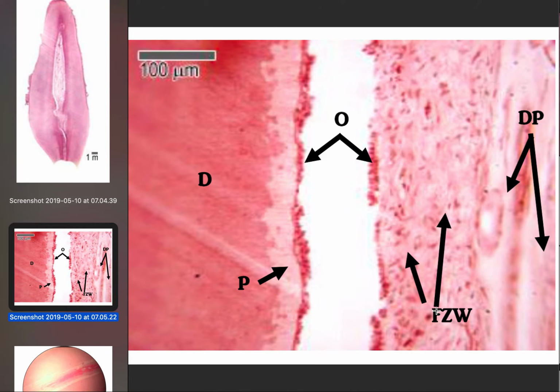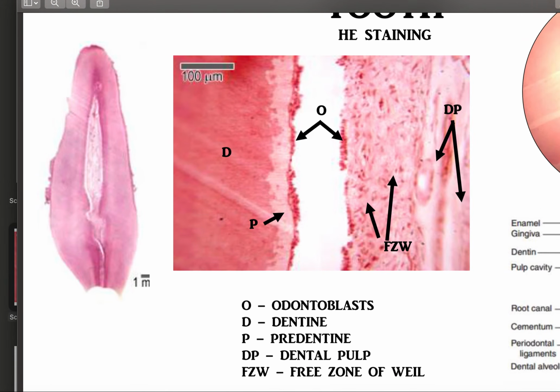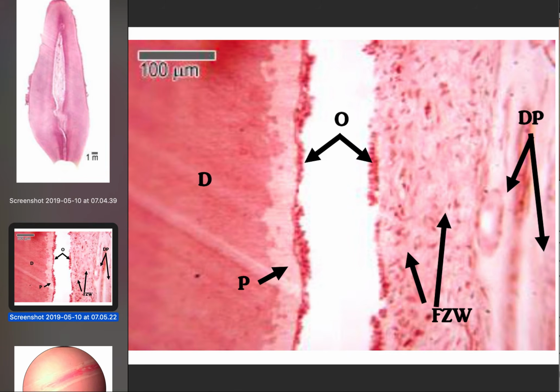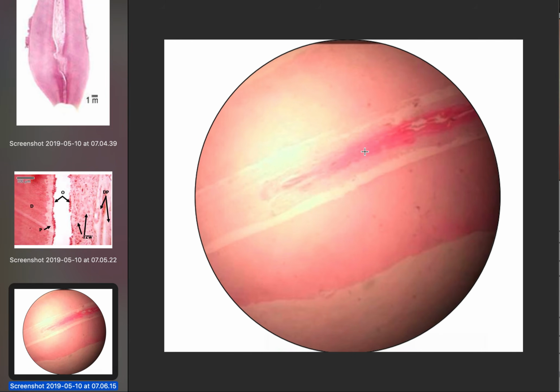Then you have your free zones of Whale, and you also have a DP. I think this is a pulp or something. What's the DP? DP is your dental pulp, yeah. And this is another one of the tooth.